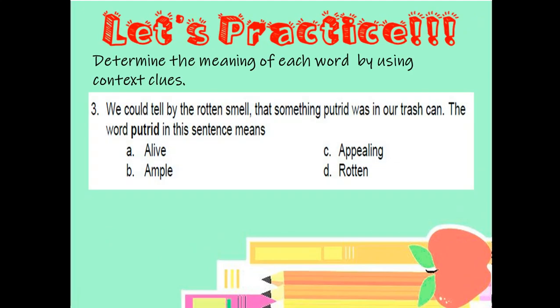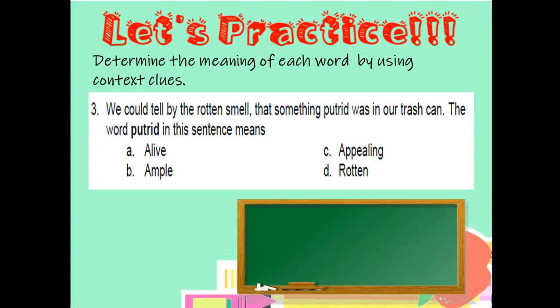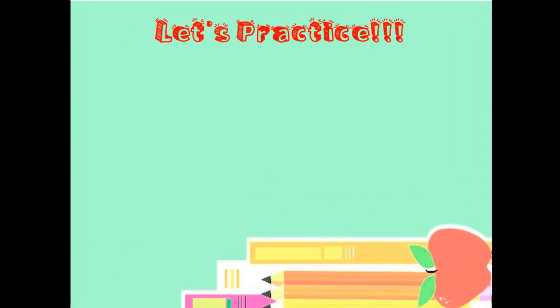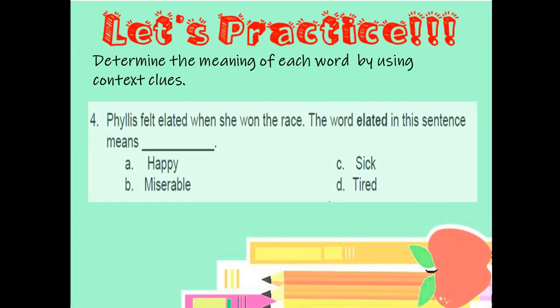Let's proceed to question number 3. We could tell by the rotten smell that something putrid was in our trash can. The word putrid in this sentence means A. Alive, B. Ample, C. Appealing, or D. Rotten. The correct answer would be, that's correct, rotten, because we already have the clues in this particular sentence: rotten smell, and the word trash can.